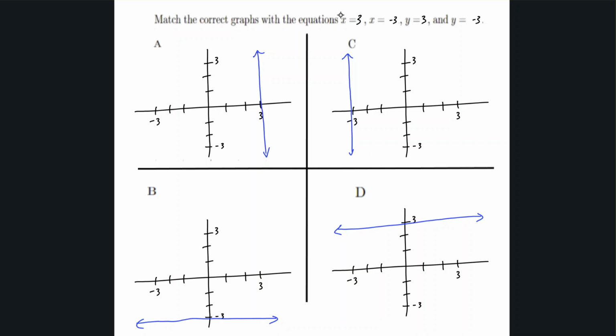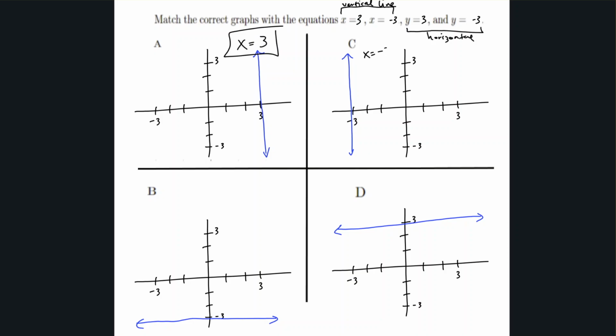Now keep in mind, any x equals equation will be a vertical line, because vertical lines are the ones that cross through the x-axis. Any y equals, strictly a number, not a number with variables, will be a horizontal line, because they're what crosses through the y-axis. So x equals 3 matches up with A because it hits the x-axis at the point 3.